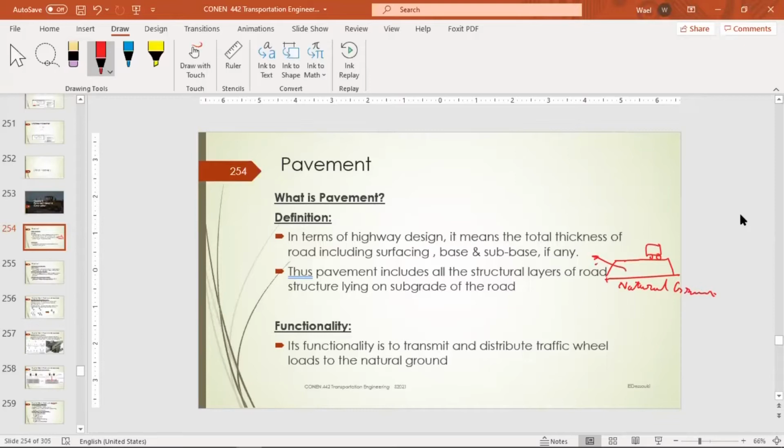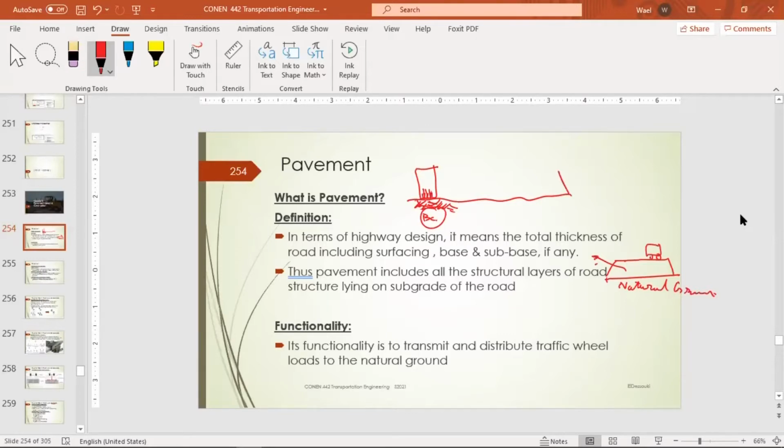What is the functionality of pavement? The functionality of pavement is basically to distribute traffic wheel loads to the natural ground. So that's the natural ground here, that's natural soil. If the wheels of trucks go on this, it is going to go down. The bearing capacity for this is too low. It cannot take the wheel loads.